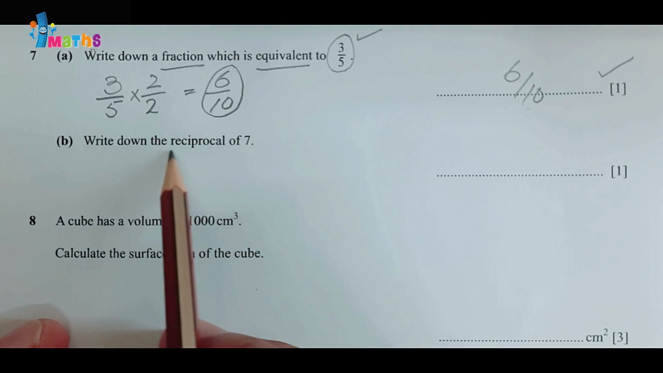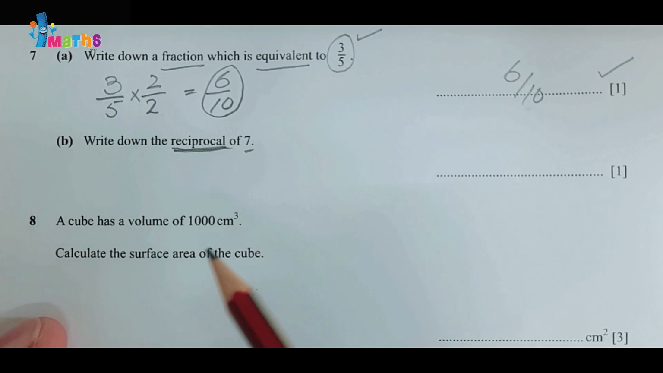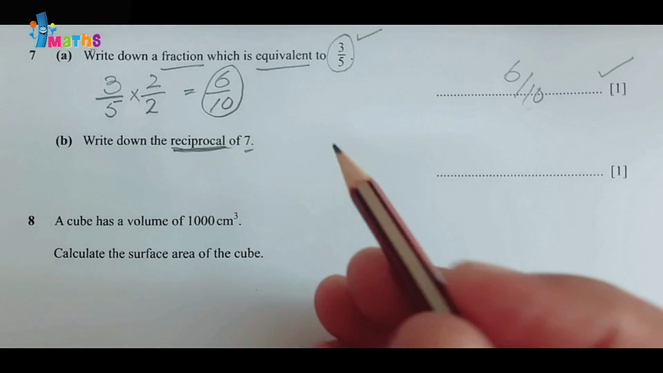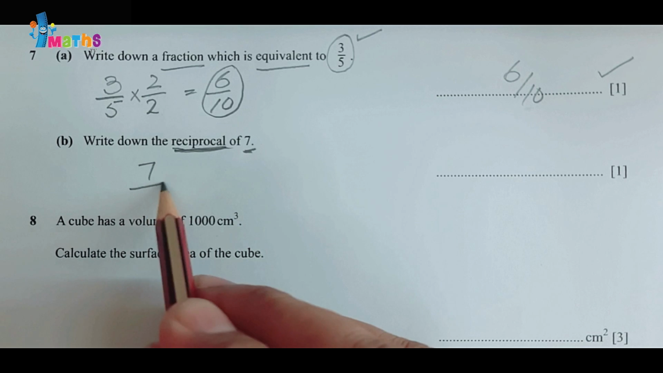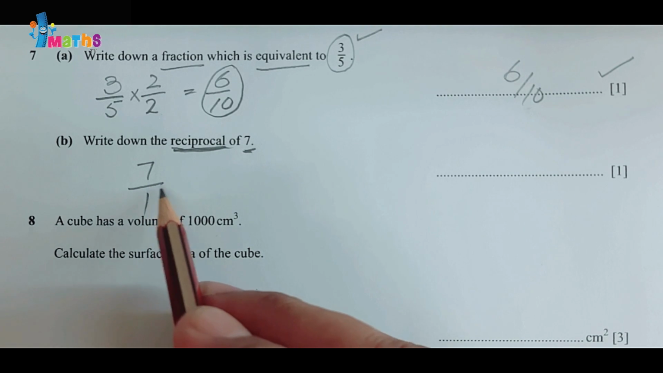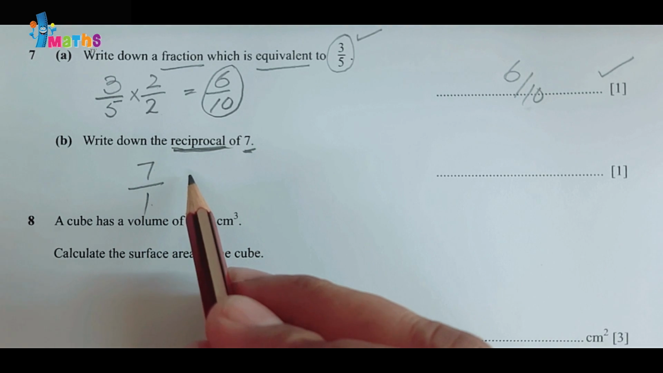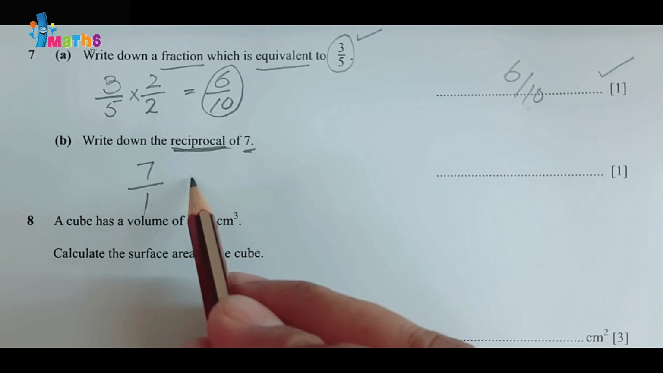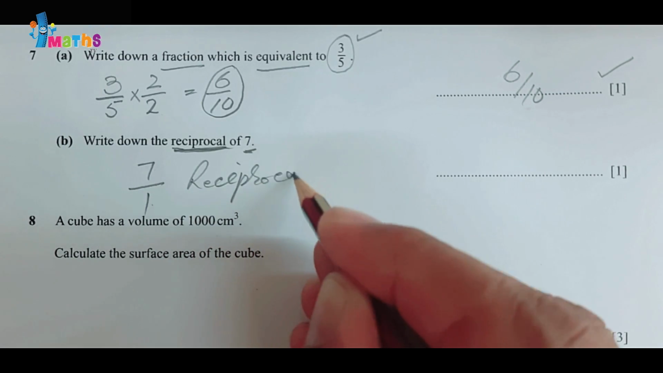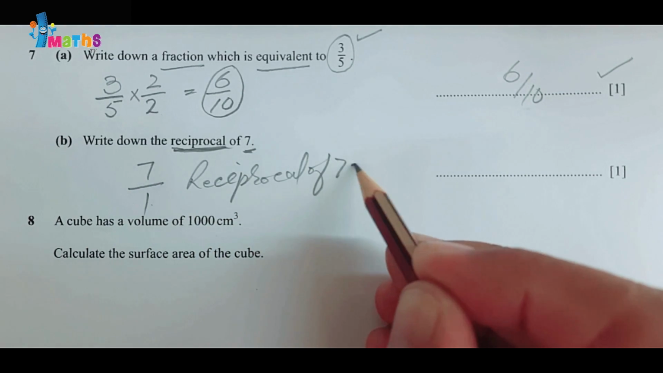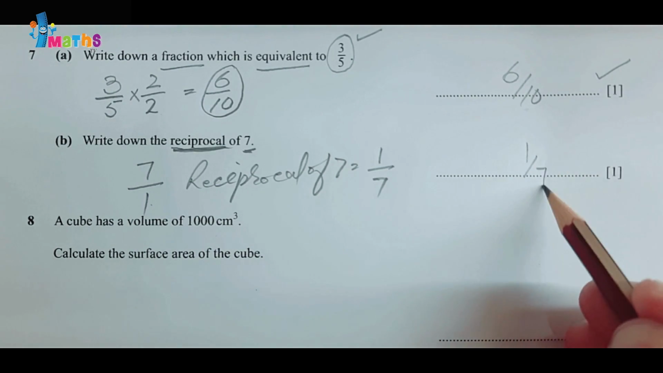B part, write down the reciprocal of 7. Reciprocal means you will have to change numerator and denominator. So you will have to shuffle. 7 we can write 7 over 1. So 7 is numerator and 1 is denominator. So for reciprocal, we can shuffle it. So reciprocal of 7 will be equal to 1 over 7. So we will write answer 1 over 7.